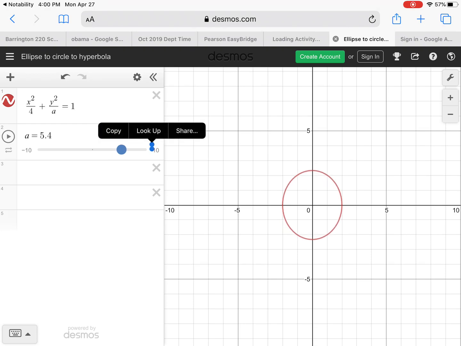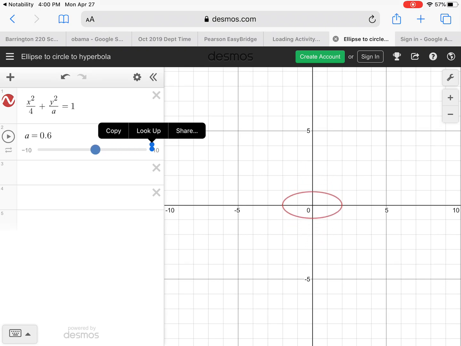Now, once that a value becomes greater than 4, so if we start making that a value 6 and 7 and 8, now we see that this is an ellipse that is opening vertically because now the larger number is below the y. So again, just to reiterate, the format of the equation is going to be the same for a hyperbola versus an ellipse.